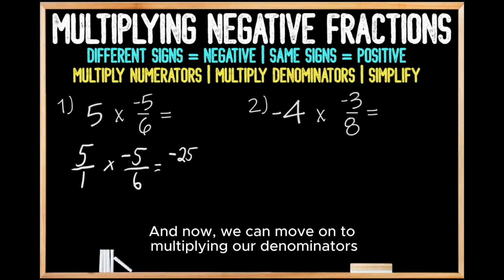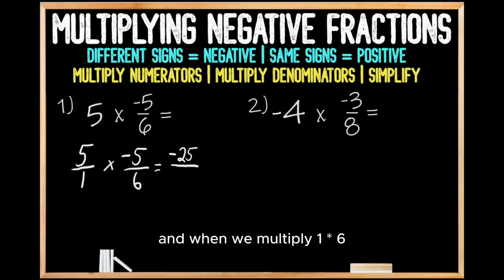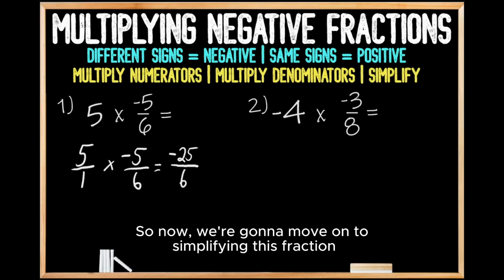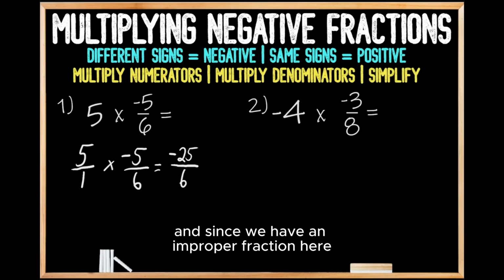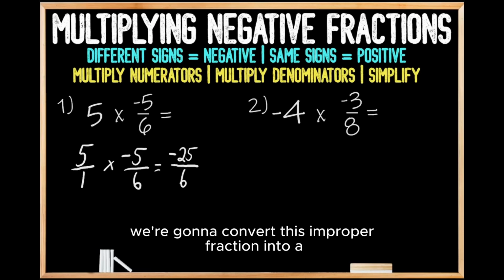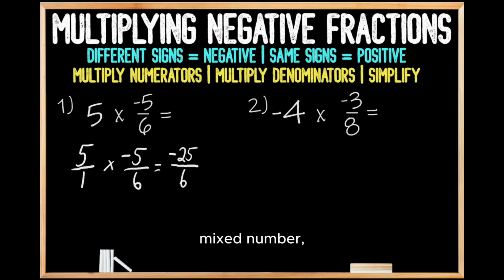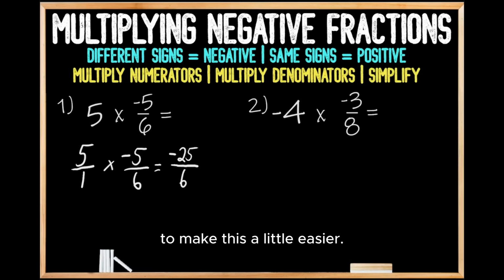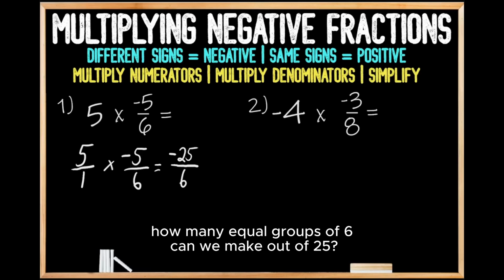And now we can move on to multiplying our denominators. And when we multiply 1 times 6, we get 6 for the fraction of negative 25/6. So now we're going to move on to simplifying this fraction. And since we have an improper fraction here, we're going to convert this improper fraction into a mixed number. And to do this, we're going to imagine that this negative 25 is just 25 to make this a little easier. So we're going to think, how many equal groups of 6 can we make out of 25?